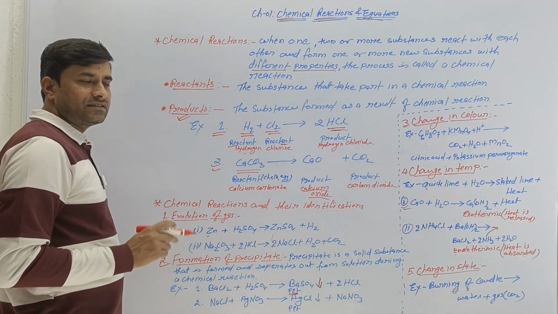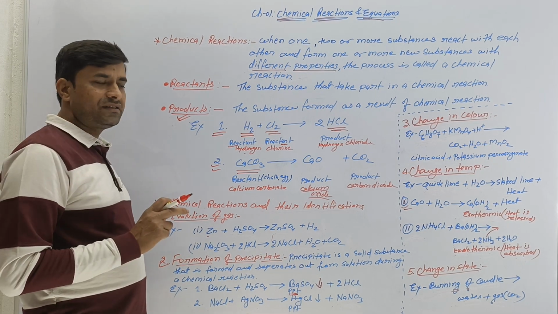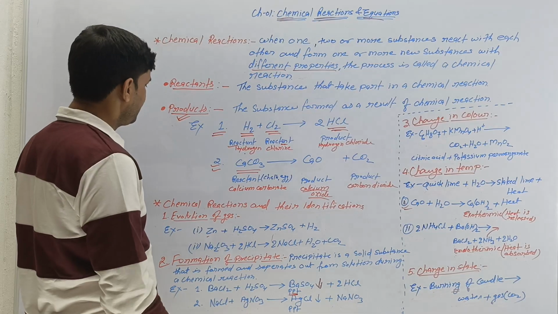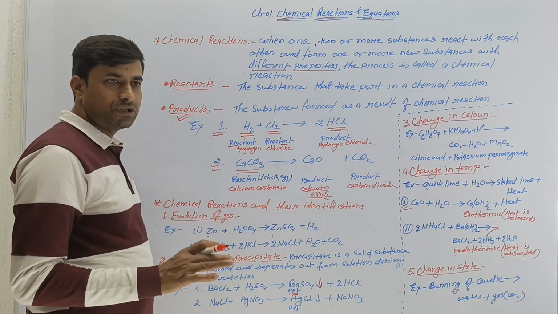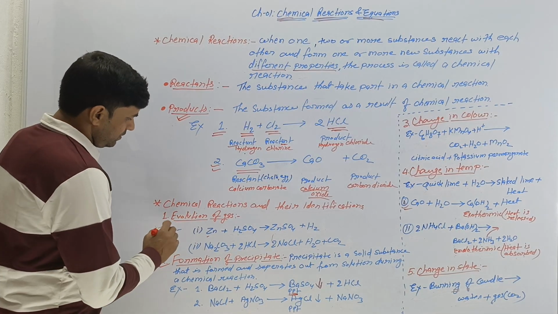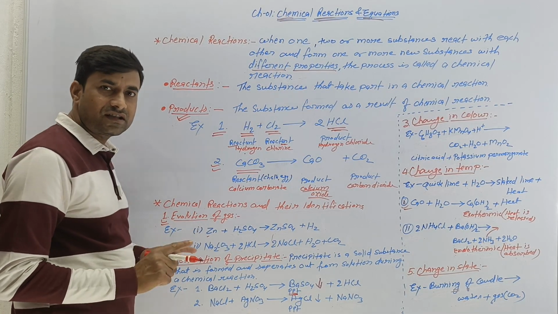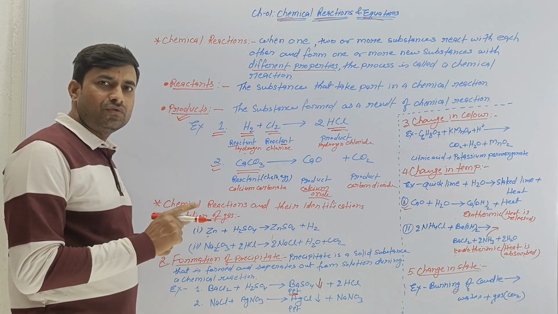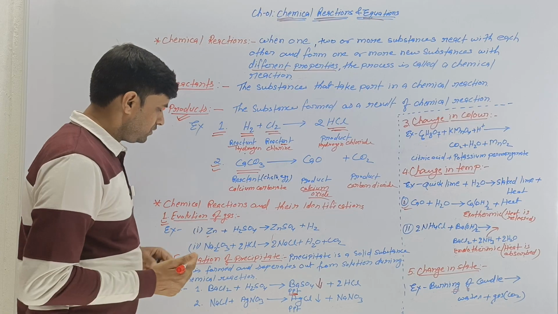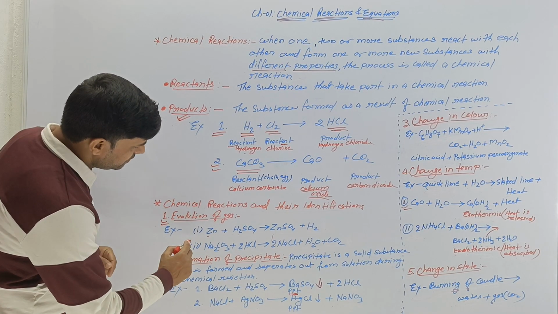In chemical reactions, there are certain identifications which can be observed during a chemical reaction. Number one, evolution of gas. There are certain chemical reactions during which gas will evolve. Let us understand with the help of these examples.